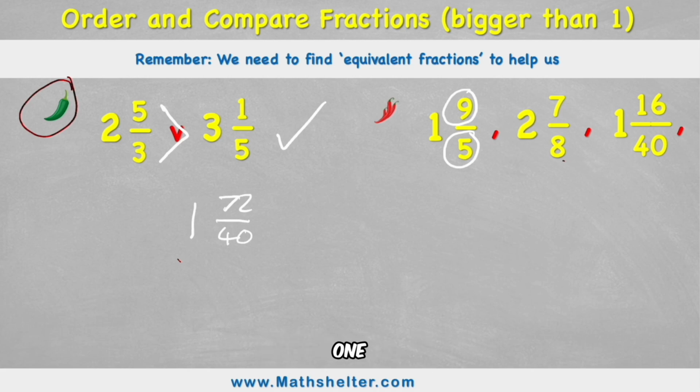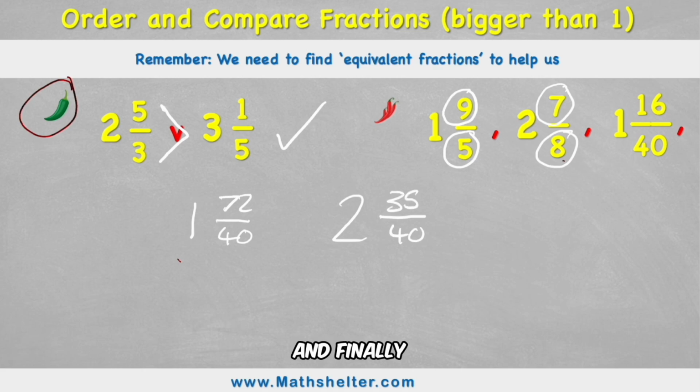Then my next one is 2, and then the new denominator again wants to be 40. Well, how did I get from 8 to 40? I times it by 5. So now I'm going to have to multiply my 7 by 5. 7 times 5 is 35. And finally, my last one can stay as it is because we already have 40 as the denominator.